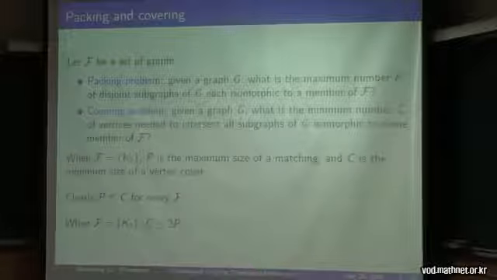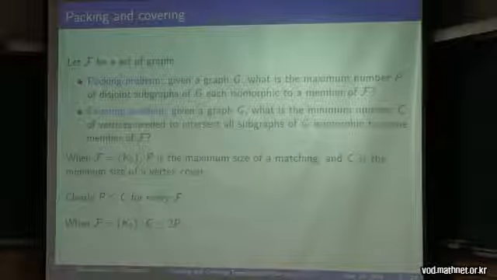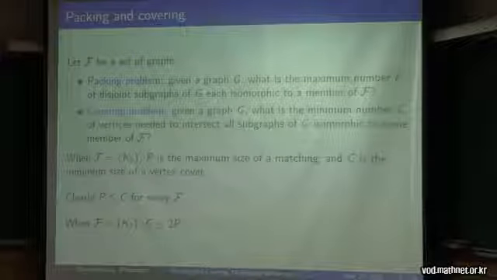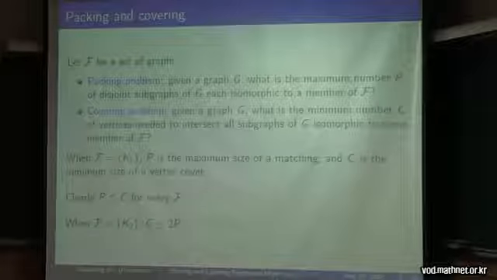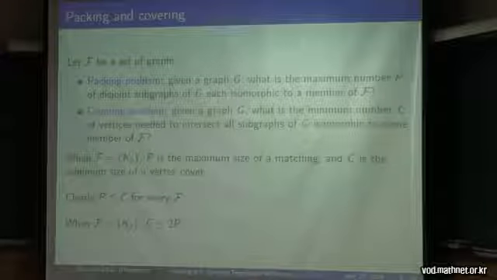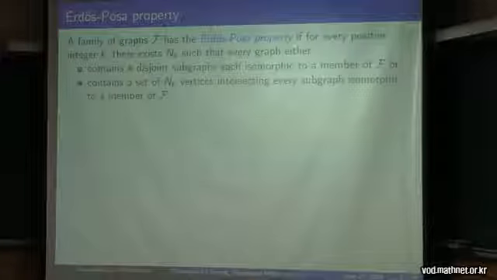For example, in this easy example, if F just contains K2, then we can show that the minimum size of a vertex cover is at most twice the maximum size of a matching. Because if you pick a maximum matching, then you pick the ends of the edges in the matching, and they touch everything. Otherwise, you can increase the size of the matching. So that's exactly what the Erdős-Pósa property means. It describes when I can bound the solution of the covering problem in terms of a function of the picking problem. So let me make it formal.